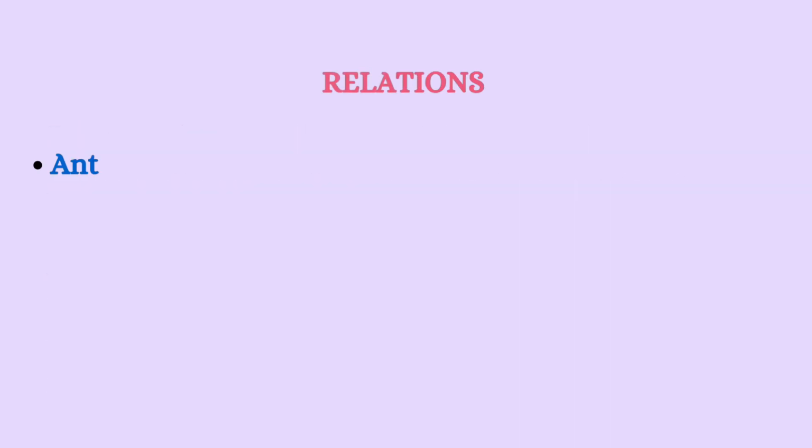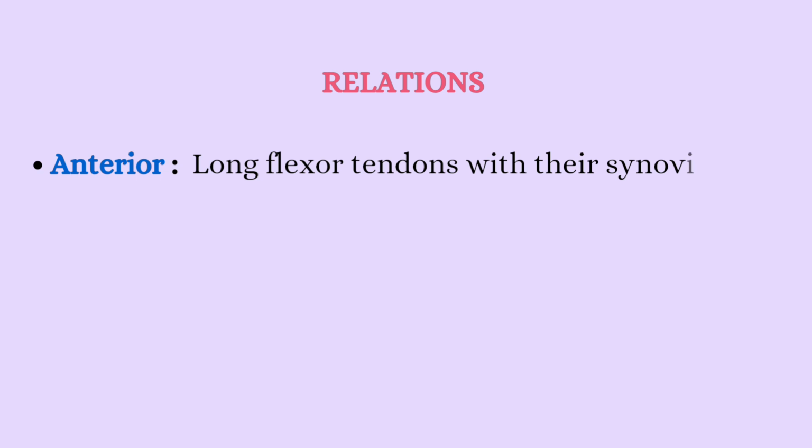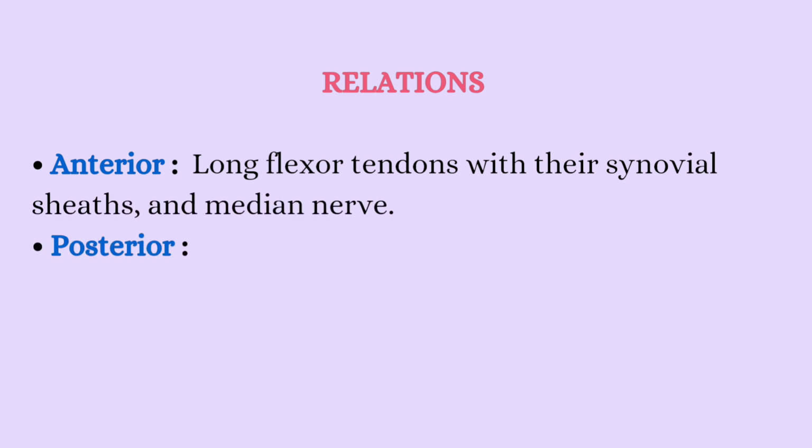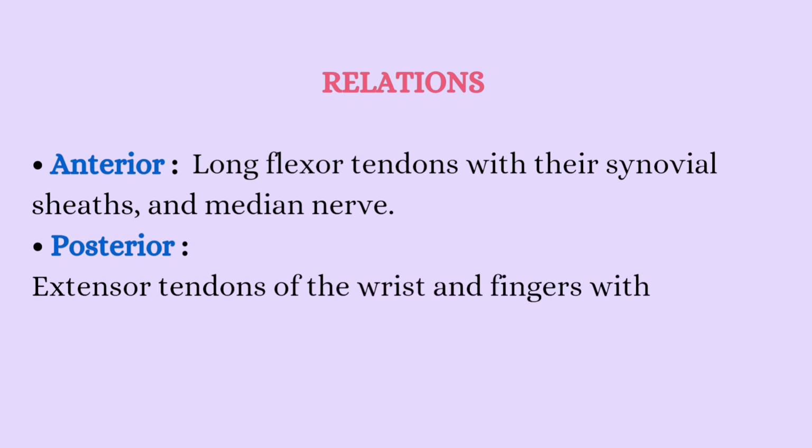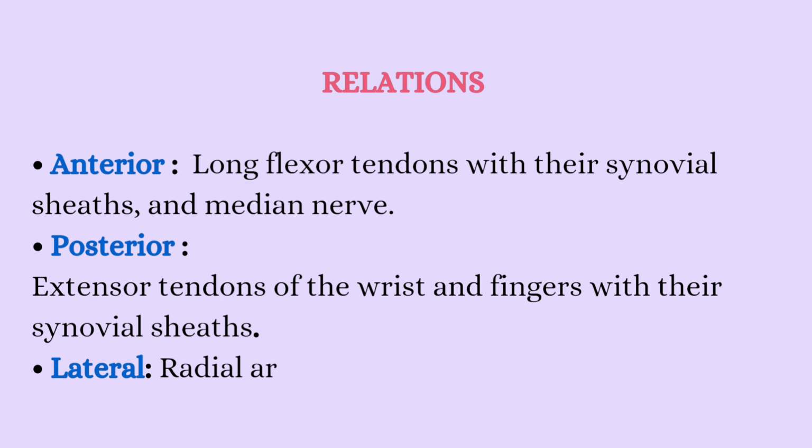The structures surrounding the wrist joint are: anteriorly, the long flexor tendons with their synovial sheath and median nerve; posteriorly, extensor tendons of the wrist and fingers with their synovial sheaths; and laterally, the radial artery.